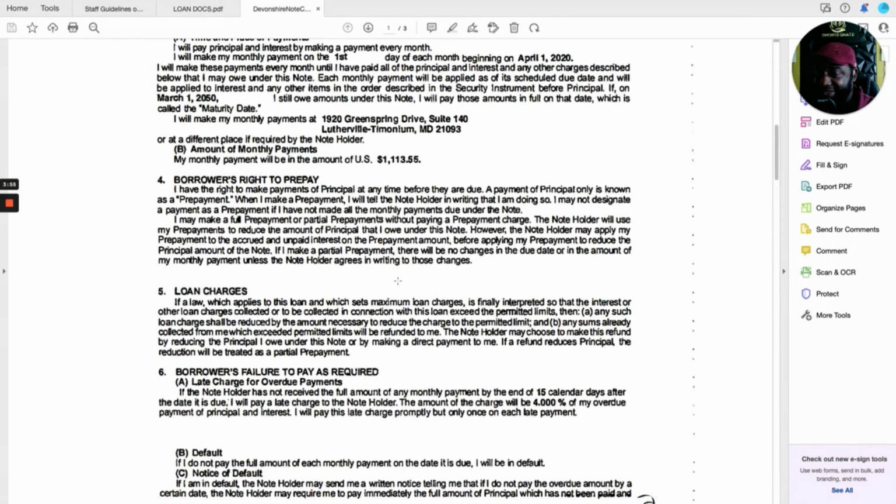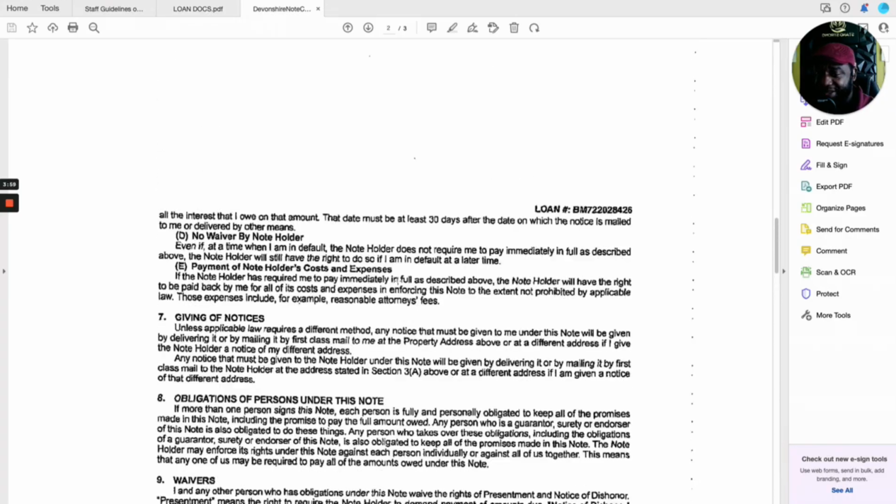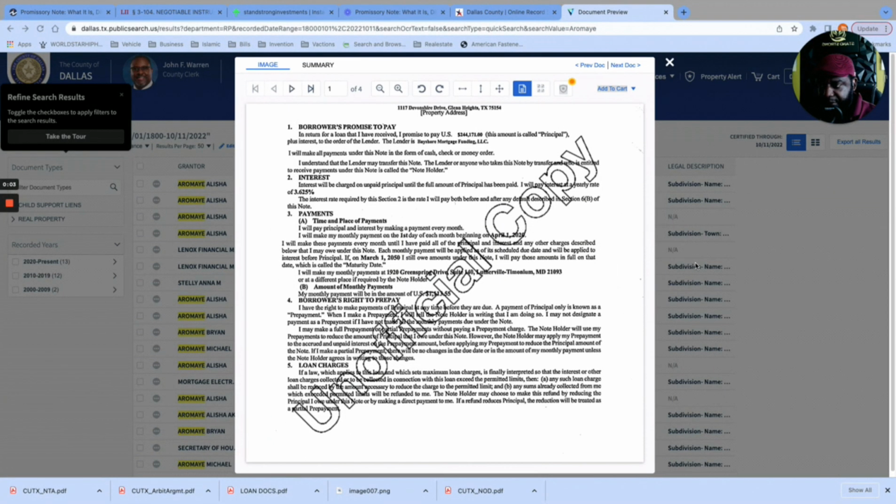I beg to differ. Think about that for a little bit. We'll pick back up. So I already have pulled up here, let's look at the note that's actually recorded in the county records. Wait, did I say recorded in the county records? Yes, I said recorded in the county records.